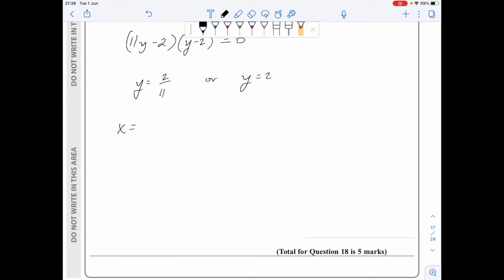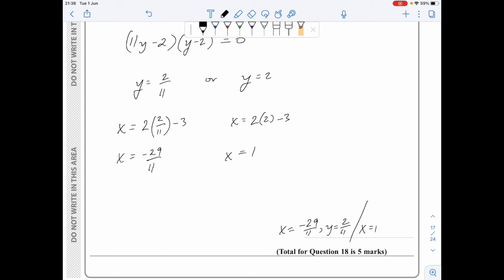So x equals 2 times 2 over 11 minus 3. So x is equal to minus 29 over 11, or x equals 2 times 2 minus 3. X comes out to be 1. So my solutions are minus 29 over 11, that's x, with y is equal to 2 over 11, or x equals 1 with y is equal to 2.